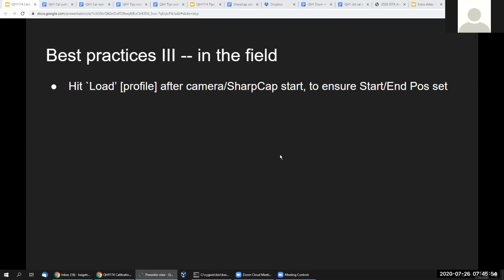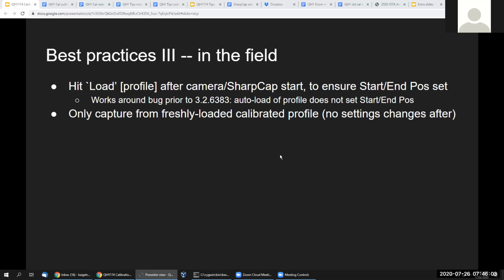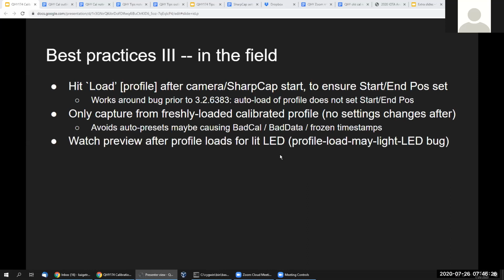Okay. Don't trust auto load. Load your profiles manually. Thankfully, in version 638 and later, this has been fixed. Only capture from a freshly loaded, calibrated profile. Don't tweak the settings later. If you need to tweak exposure to see if you can see the star or not, great, play around, but go load a profile that has that exposure already calibrated before you capture. That avoids the presets that get triggered when you hit exposure from messing up your calibration.